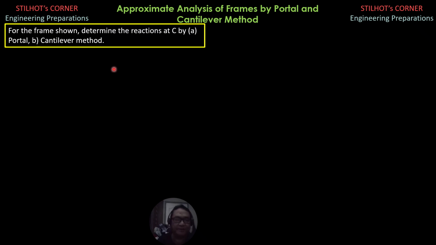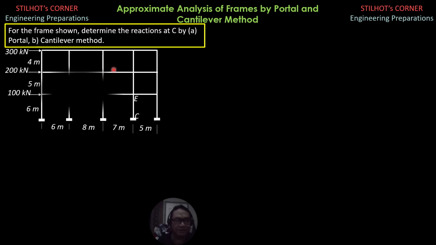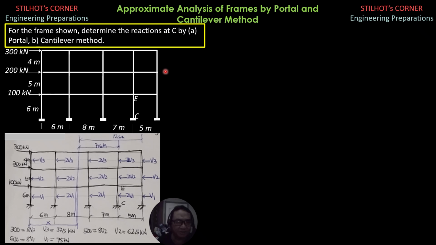The viewers should be students or have finished structural theory as a course. So remember the principle by portal method. The shear carried by an interior column is twice the shear carried by exterior columns. So we have here the shear forces V3, then 2 times V3 for the interior columns. Then at level 2, designations level 1.